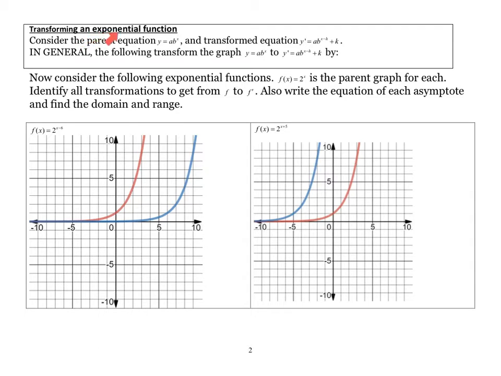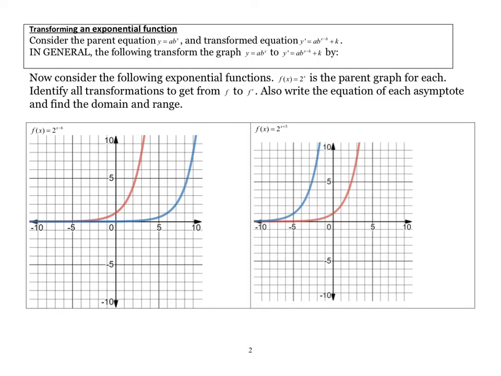So right here, we are told to transform the exponential function. We are given the parent equation, and this is the general transformation equation. You can see the x minus h, k. So we have a, h, and k. Those are the variables which are going to transform the graph. Here we are given two graphs, and the parent function is 2 raised to x. Remember, it doesn't always have to be 2, it could be any number. Then we are supposed to identify all the transformations from f to f prime, write the equation of each asymptote, and find the domain and range.